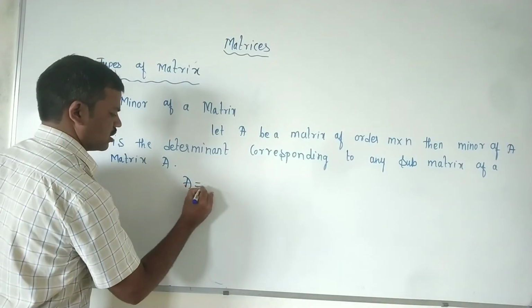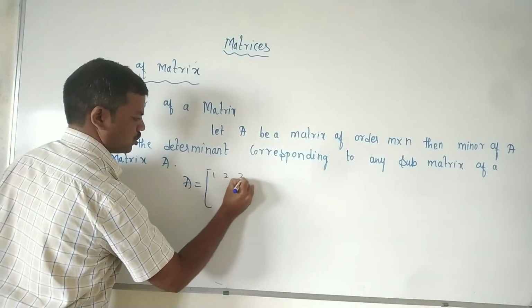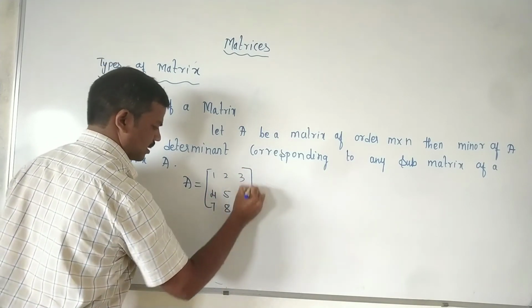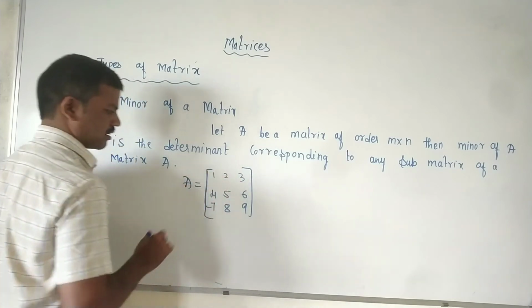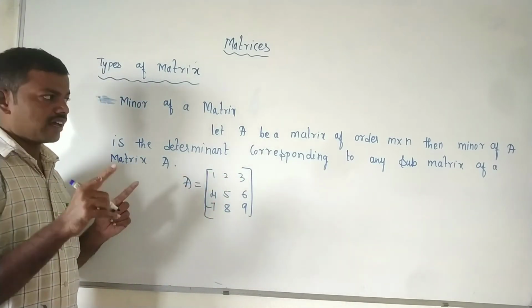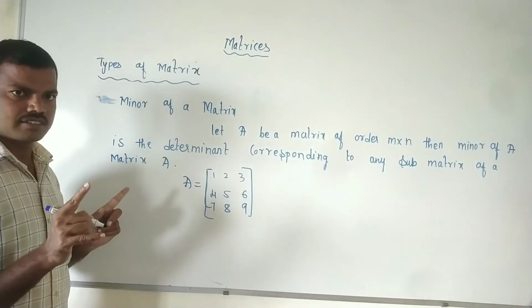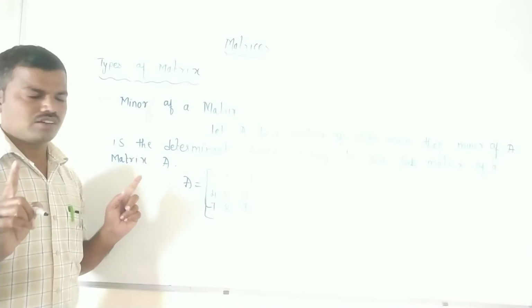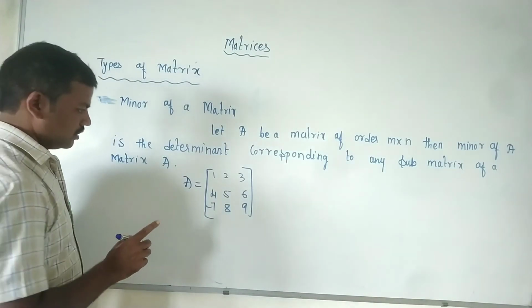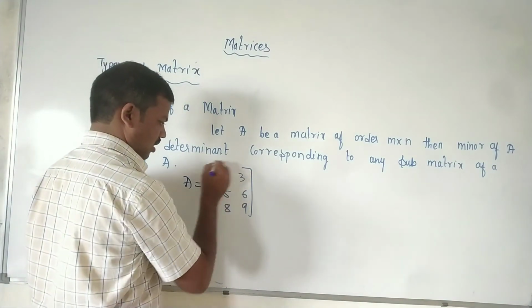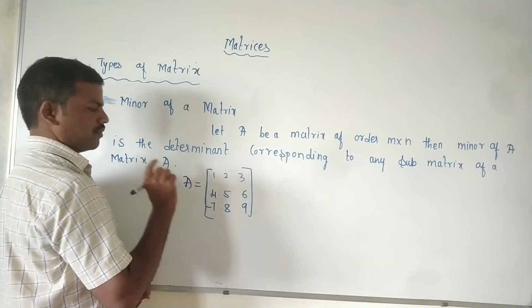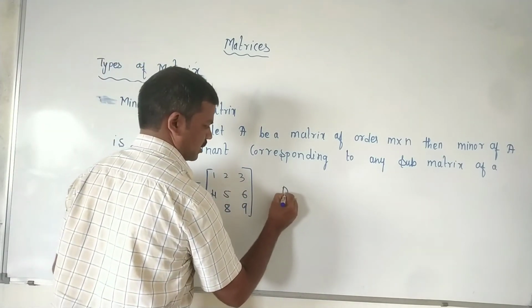For example, let us take a matrix 1 2 3 4 5 6 7 8 9. It is a matrix we have. The submatrix should be a square submatrix, so that the determinant can be obtained. Here it is of order 3 cross 3, so it itself is a minor of a matrix. Submatrix means a determinant.